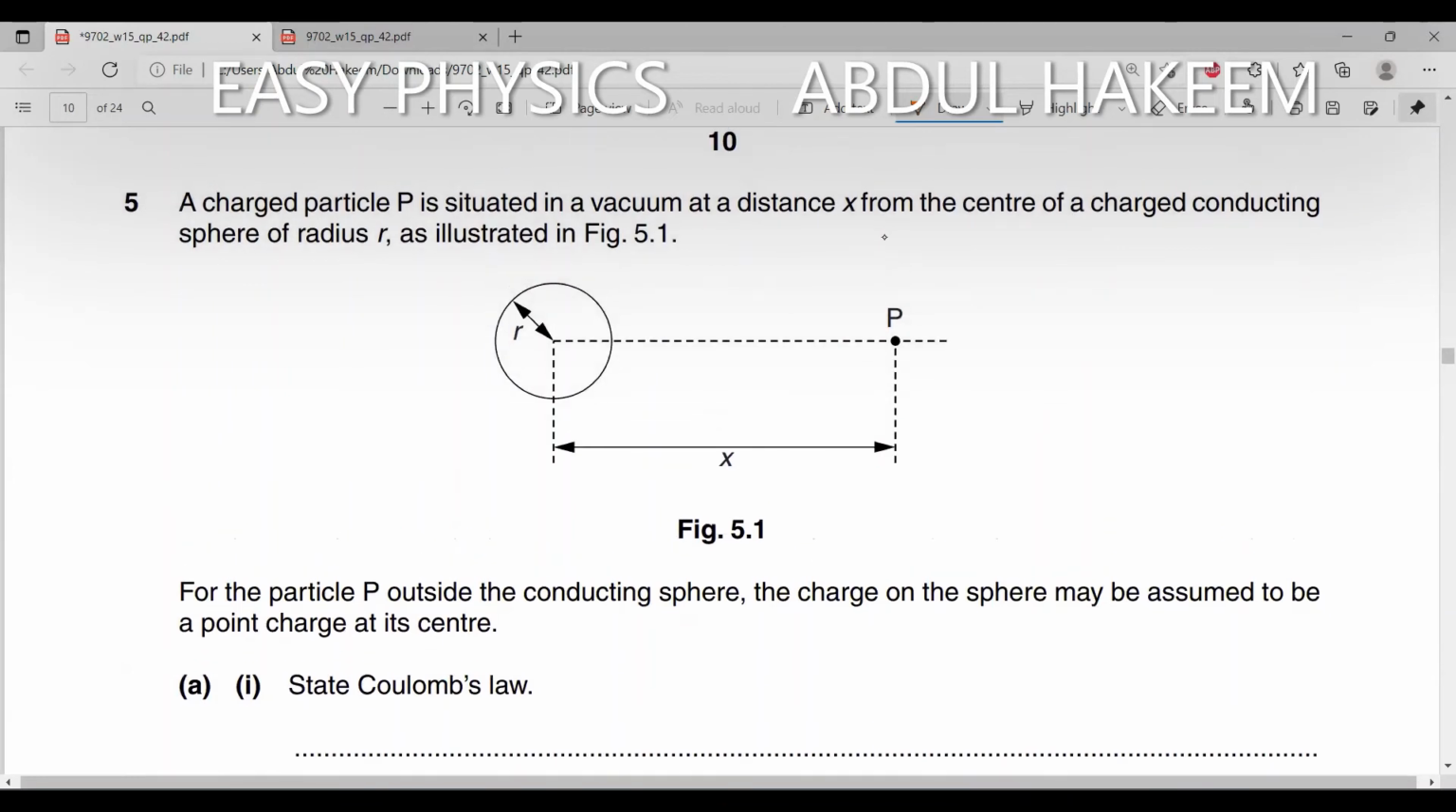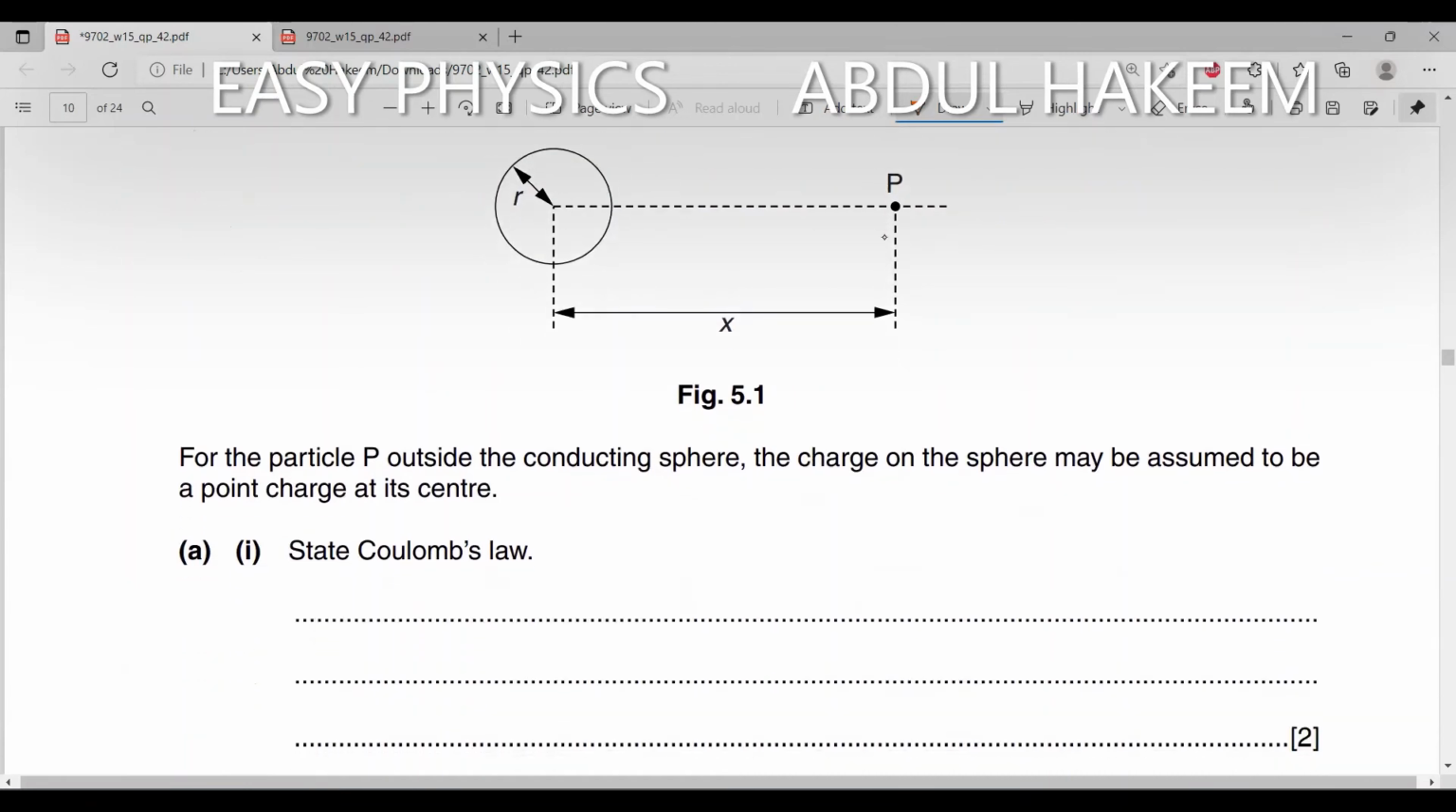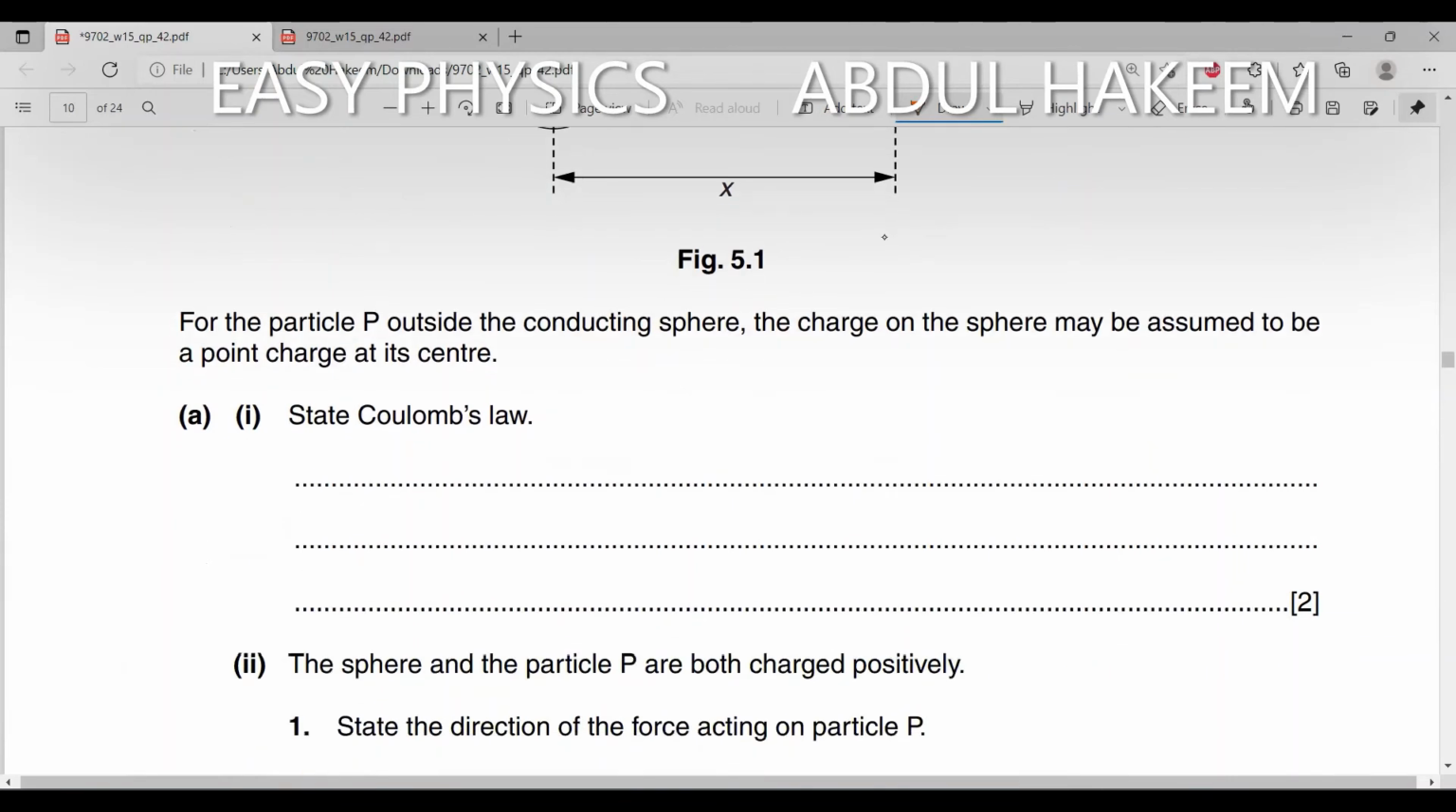A charged particle P is situated in a vacuum at a distance of x from the center of a charged conducting sphere of radius r. For a particle P outside the conducting sphere, the charge on the sphere may be assumed to be a point charge at its center. State Coulomb's law. Electrostatic force is directly proportional to the product of 2 point charges and inversely proportional to the square of their separation, or square of distance from their centers.